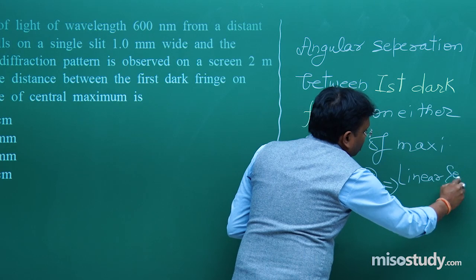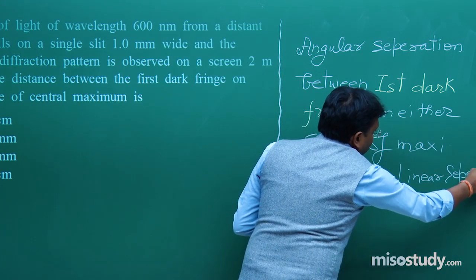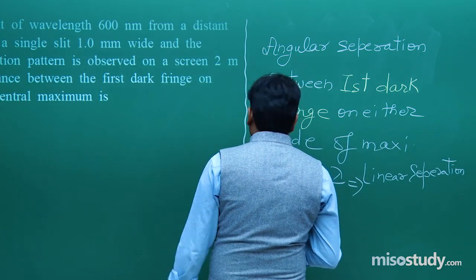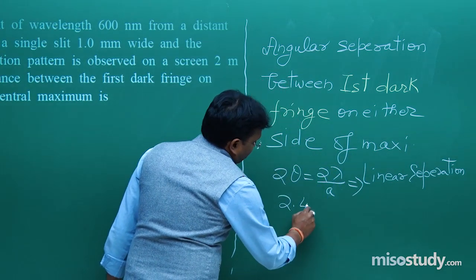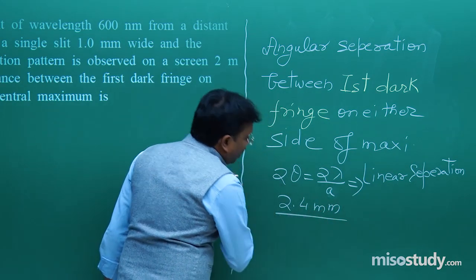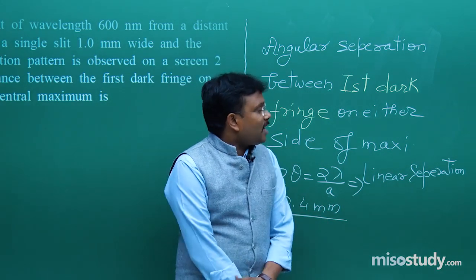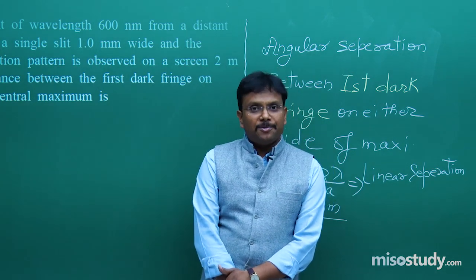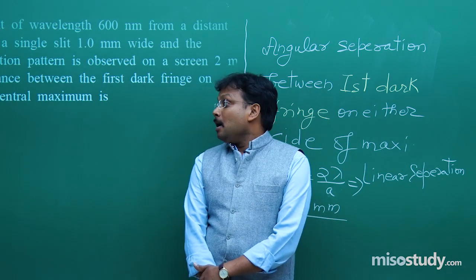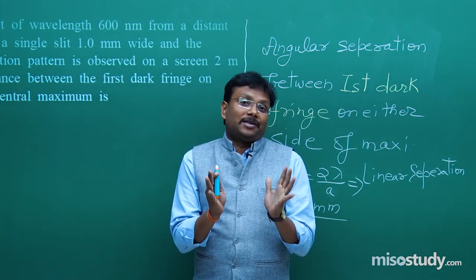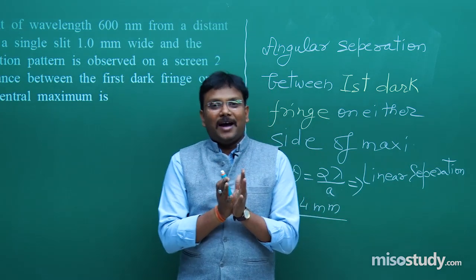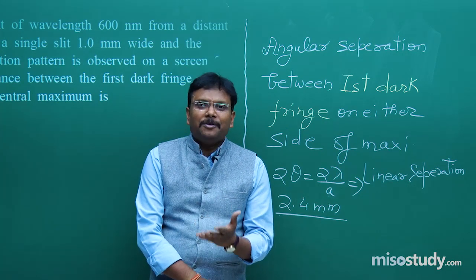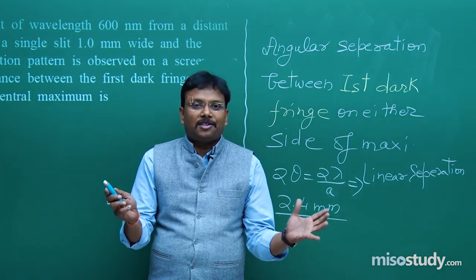Now simply put in the values and 2.4 mm is the answer. 2.4 mm is the answer. So this way students, again we completed a discussion of a few good problems based upon wave optics. Only required from your side is revision and practice. So with this hope that you will revise and obviously try to learn some formulas and concepts.